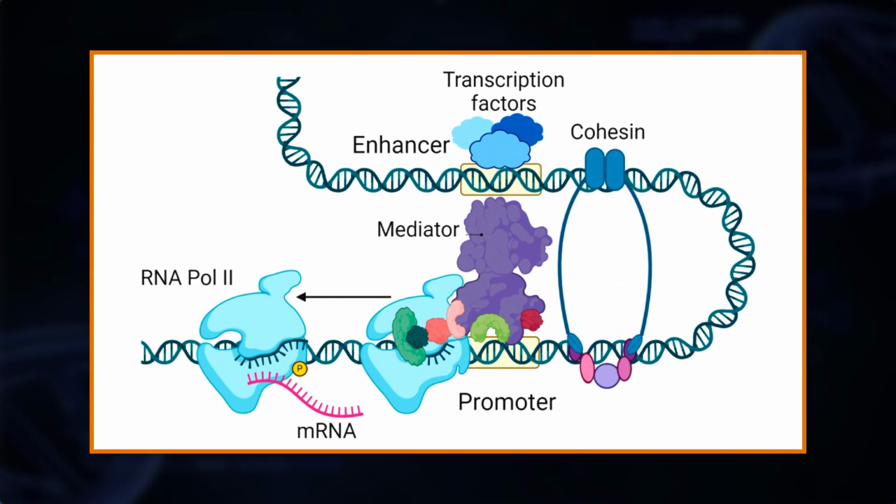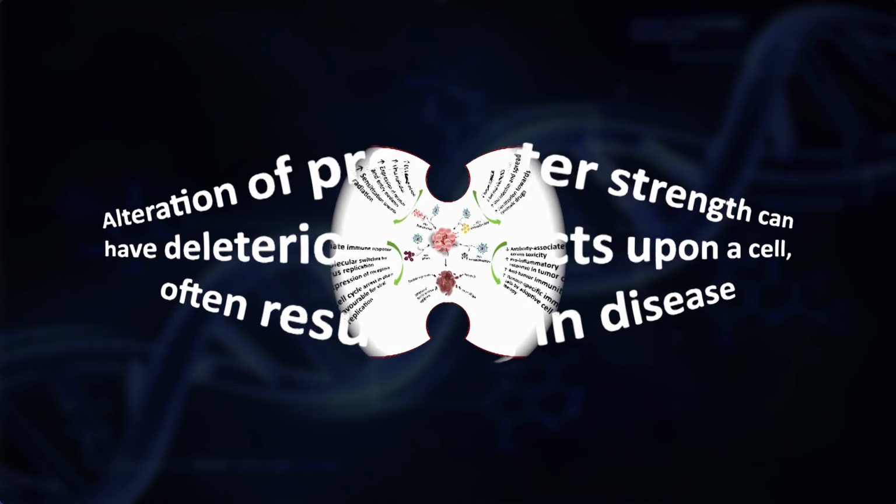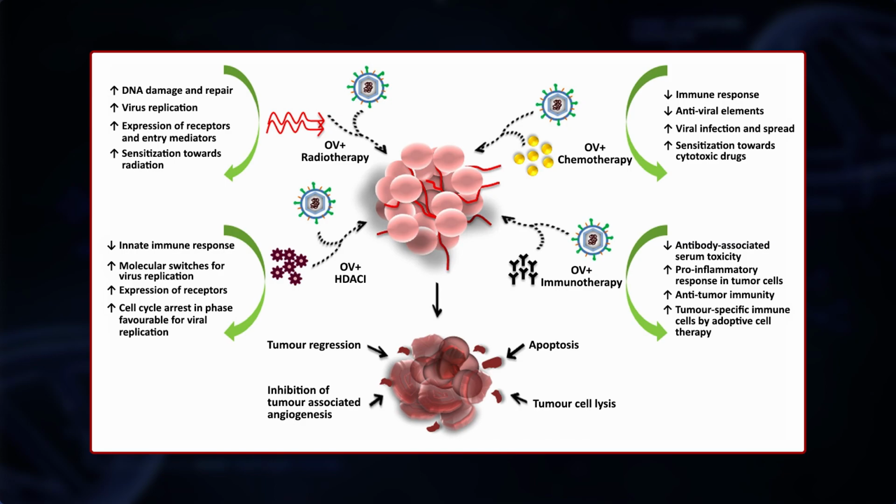The terms strong and weak are often used to describe promoters and enhancers according to their effect on transcription rate and thereby on gene expression. Alteration of promoter strength can have deleterious effects upon a cell, often resulting in disease. For example, some tumor-promoting viruses transform healthy cells by inserting strong promoters in the vicinity of growth-stimulating genes, while translocations in some cancer cells place genes that should be turned off in the proximity of strong promoters or enhancers.